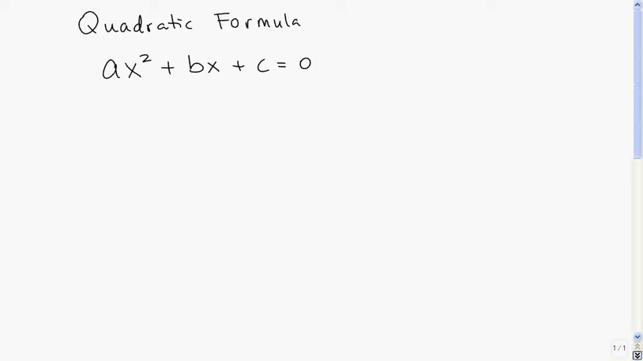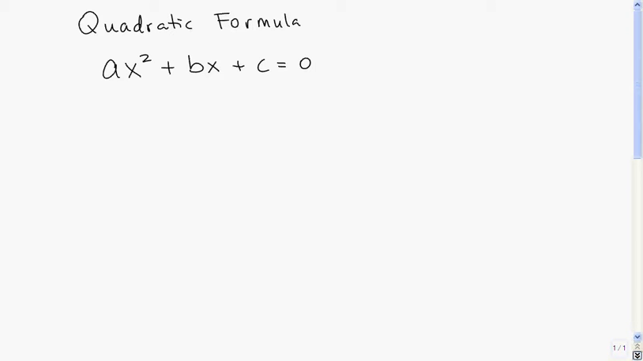Alright, we're going to derive the quadratic formula. The quadratic formula is a formula that allows you to find the roots of any quadratic equation. So a quadratic equation in general form looks like this: ax squared plus bx plus c equal to 0.